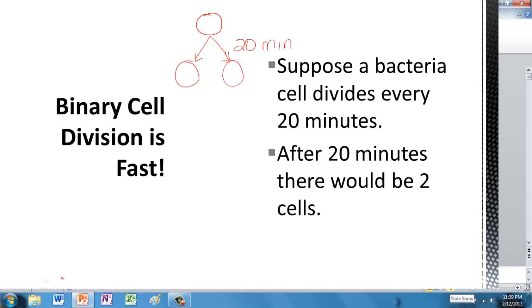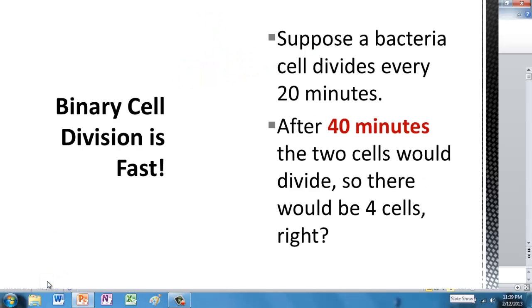Now, let's take a look and see how this very quickly gets out of control. What's going to happen after 40 minutes? So we start here with one cell. 20 minutes later, we end up with two cells. Okay, so we're going to put over here 20 min. There we go. And let's see, another 20 minutes is going to go by.